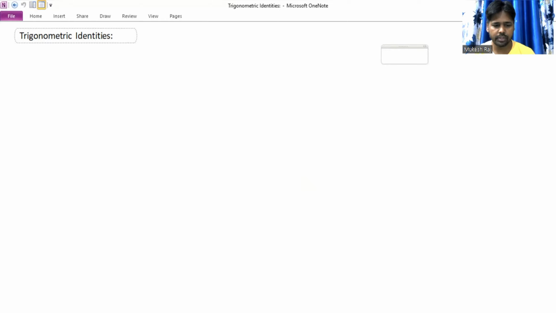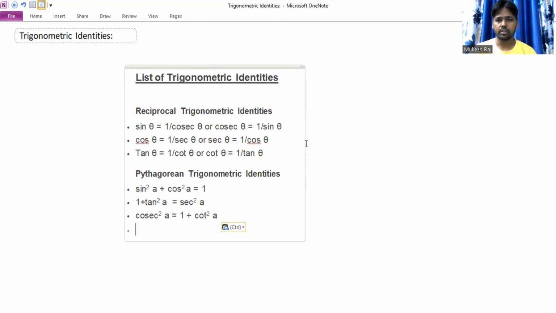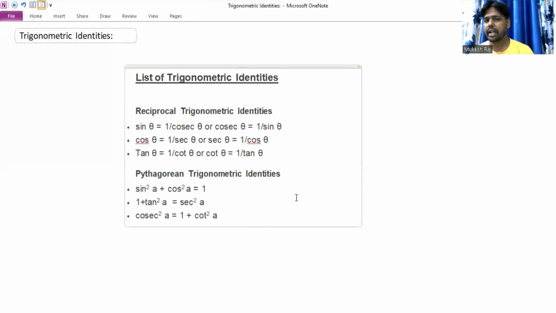A list of trigonometric identities which we are going to look at in today's session. Fine. The first set of trigonometric ratios are categorized as reciprocal trigonometric identities, and the second one is the Pythagorean trigonometric identities. So these are the identities.